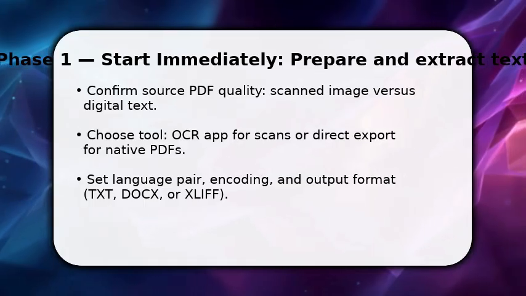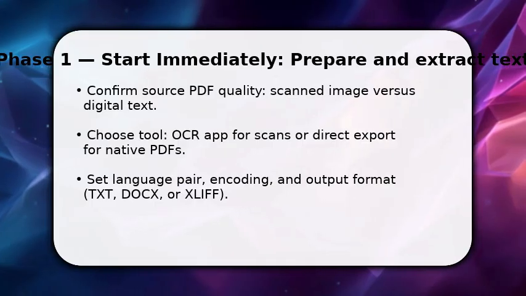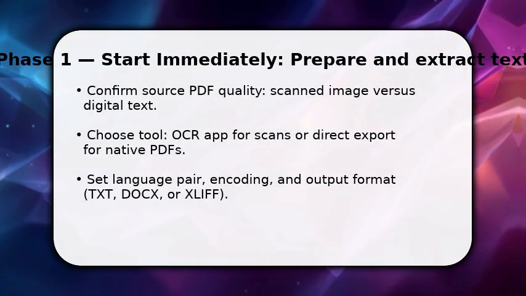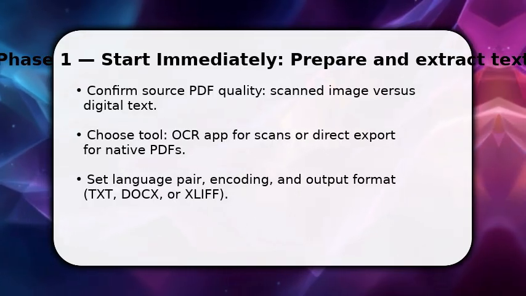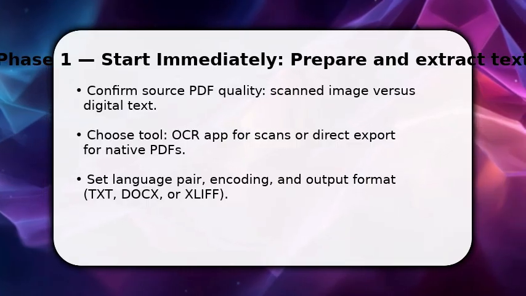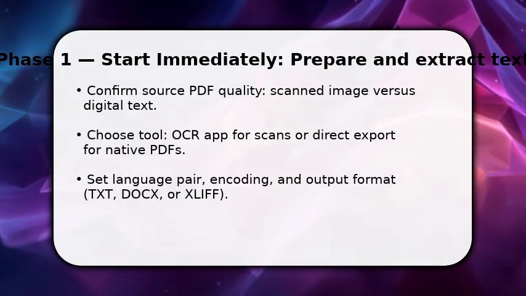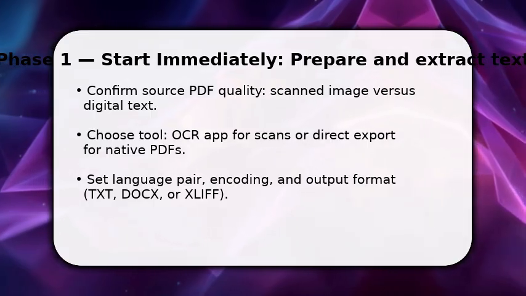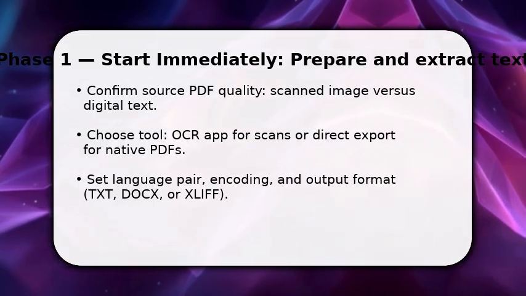You begin by identifying whether the PDF is a scan or contains selectable text. This matters because OCR adds a step. Next, pick a tool. Use OCR software for images or export text from native PDFs to preserve layout. Set your source and target languages, choose UTF-8 encoding, and an output like docx or xlif.